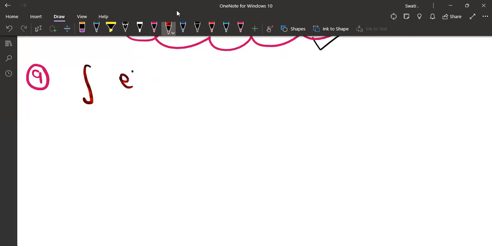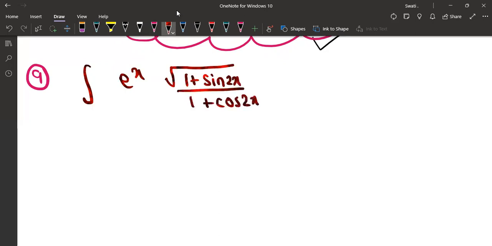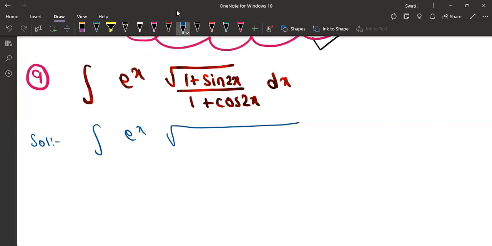Let's do this question. Integration e raised to x, root over 1 plus sin 2x upon 1 plus cos 2x, dx. Now to simplify this, what are we going to do? Integration e raised to x, root. In place of 1, I'm going to use a formula, sin square x plus cos square x. We know this is a very famous formula: sin square theta plus cos square theta is 1. So in place of 1, I have substituted the formula. Plus, I'm just writing the formula that I've used.